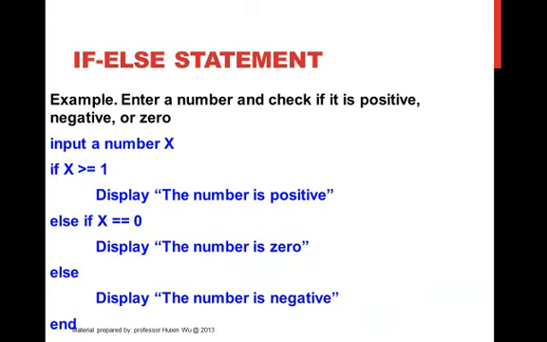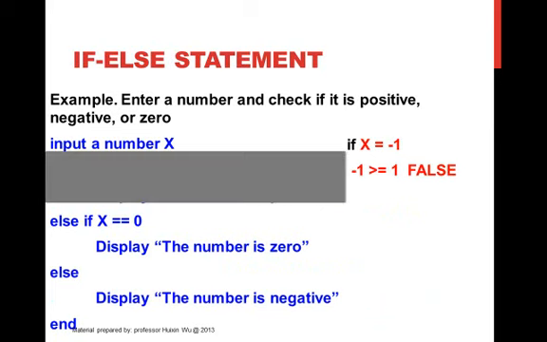If the number x is equal to -1, then the first statement is false, and the program will automatically skip what is inside this statement. Now it moves to the second statement. The second statement is also false. The program will automatically skip the lines inside of this statement.